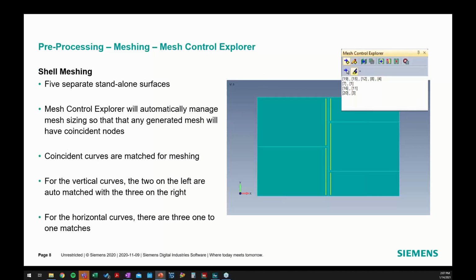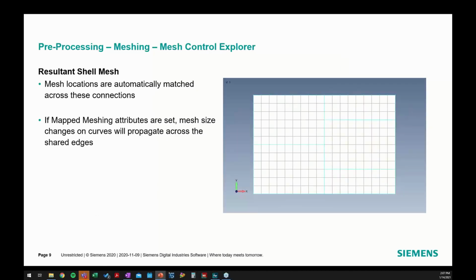So one example is with shell meshing. If you have 5 separate standalone surfaces, the Mesh Control Explorer will automatically generate your mesh sizing and manage that so that any generated mesh will have coincident nodes that you can then merge, and it'll propagate. If you change a mesh sizing on one separate solid, it'll propagate across through different solids, which I'm pretty sure is a new thing. I don't think you've ever been able to do that in previous versions of Femap.